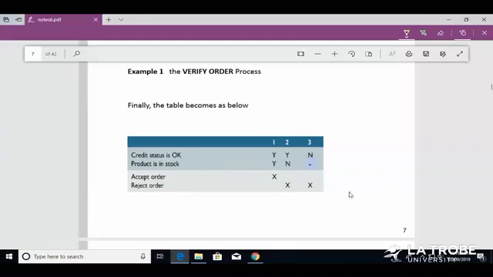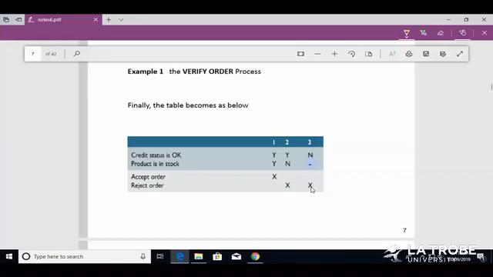Step 2 of a decision table. Instead of 4 rules, now we have 3 rules. The first rule: when both conditions are yes, the outcome is accept order. The second rule: when the first one is yes and the second condition is no, the outcome is reject order. The third rule: when the first condition is no, regardless of the second condition, the outcome is reject order. So this is the basic idea.